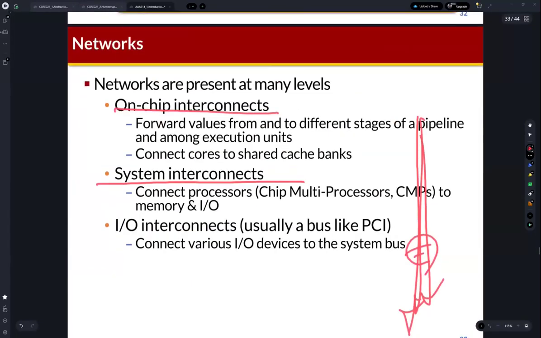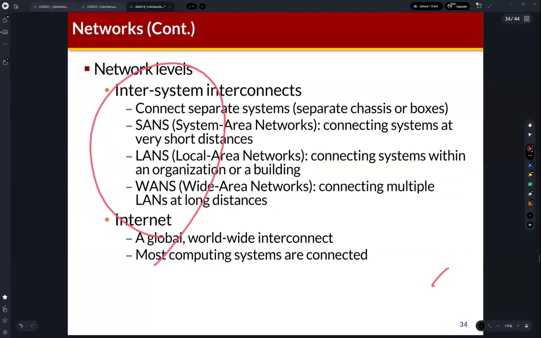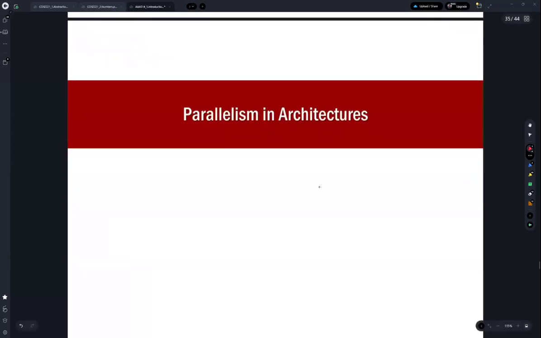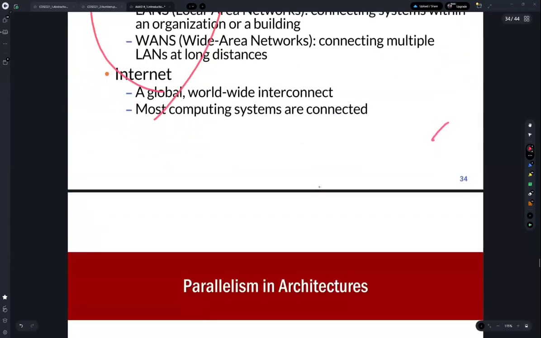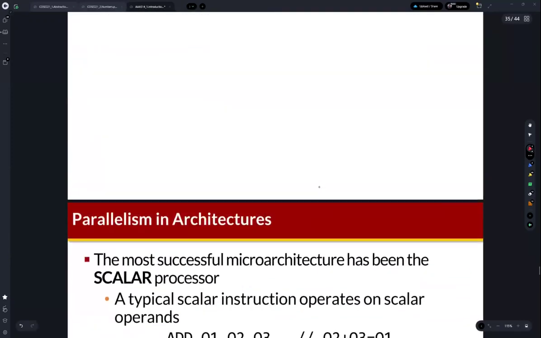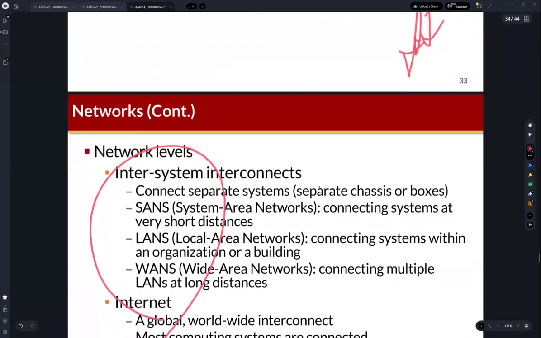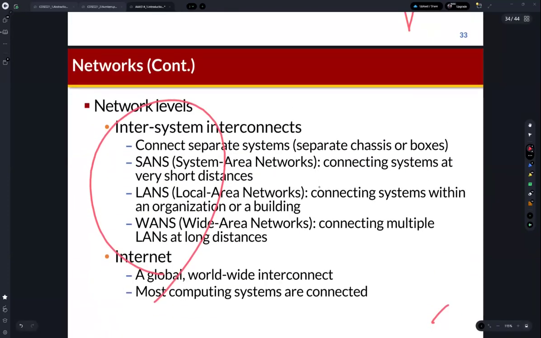So again, I just explained some components of the computer system, the research trends, and the technology trends. I will cover this later in the next class. Okay, so I will stop here. Any questions?